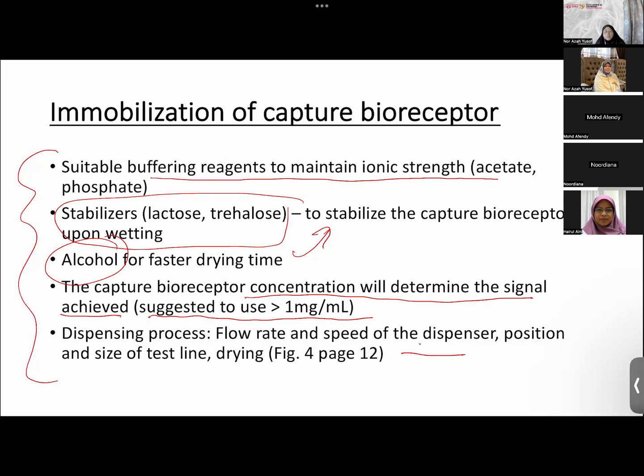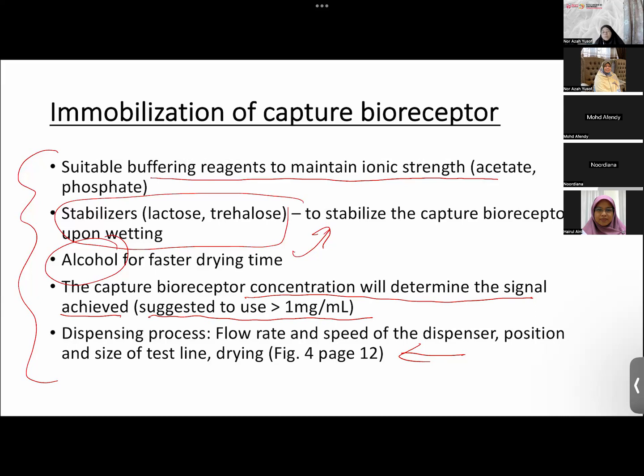If you are using a dispenser machine, you have to control the flow rate and the speed of the dispenser, and the position and size of the test line. This one you can read in figure 4, page 12, in the Nature Protocols section. You can see the pictures of the process of the sample pad, membrane pad, and conjugate pad, and how they look. For those who are familiar, then it's okay. For those who have not come across the process, this is how it looks.